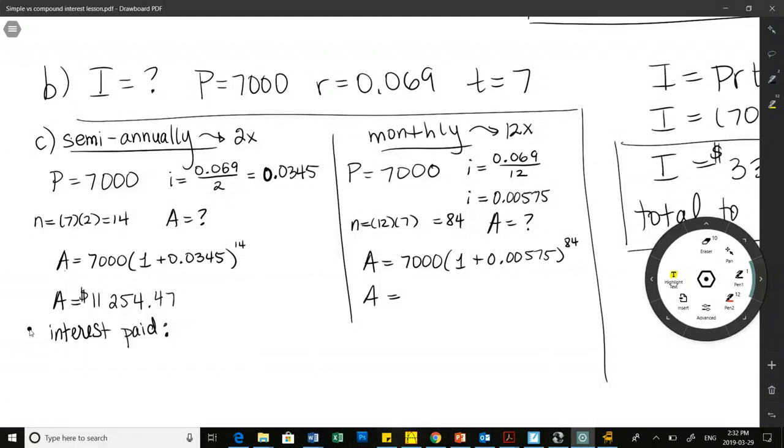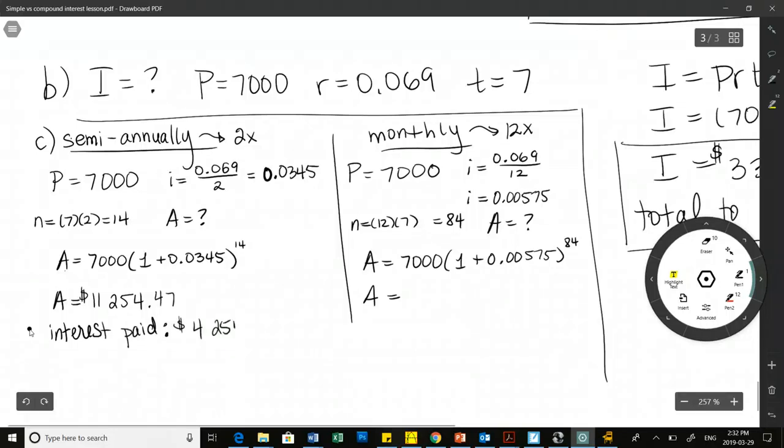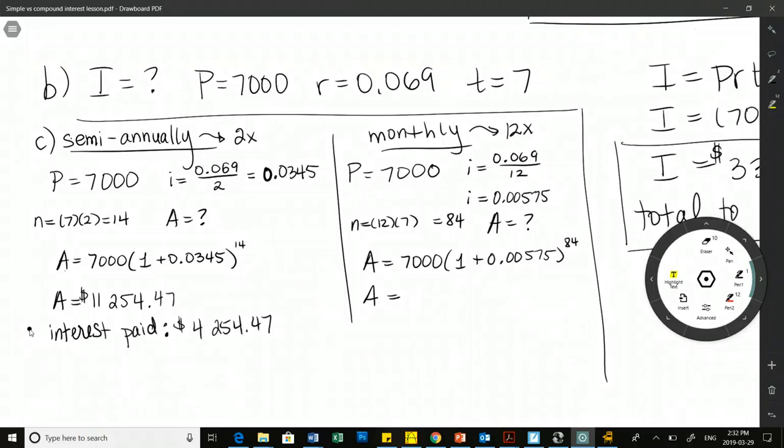Yep, for sure. So how much interest did he pay in this scenario? He paid back the 7,000, and then anything extra on that is interest, right? So what's 11,254.47 minus 7,000? It's 4,000 and 47 cents. So the $4,254 of that is the interest part.